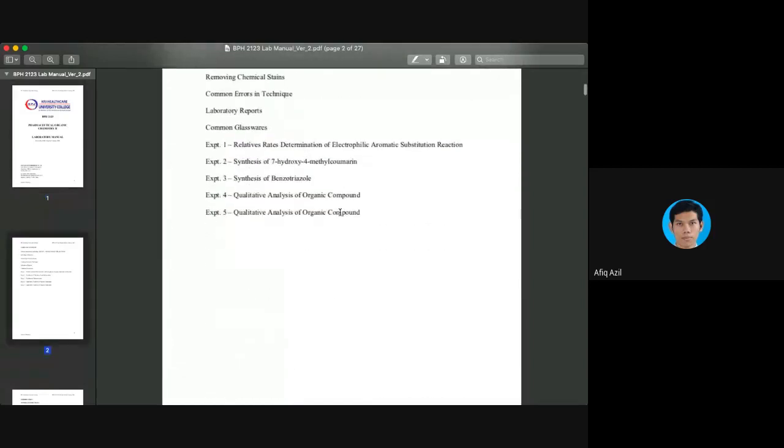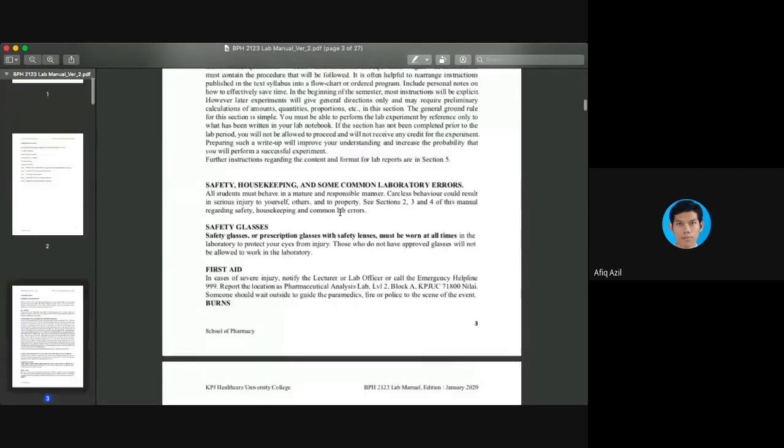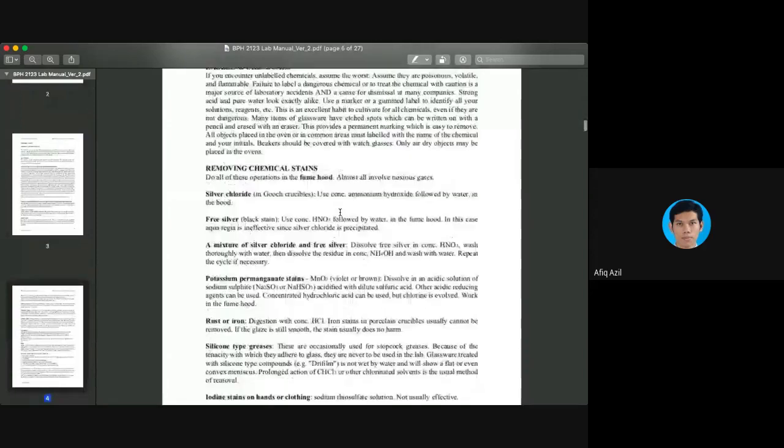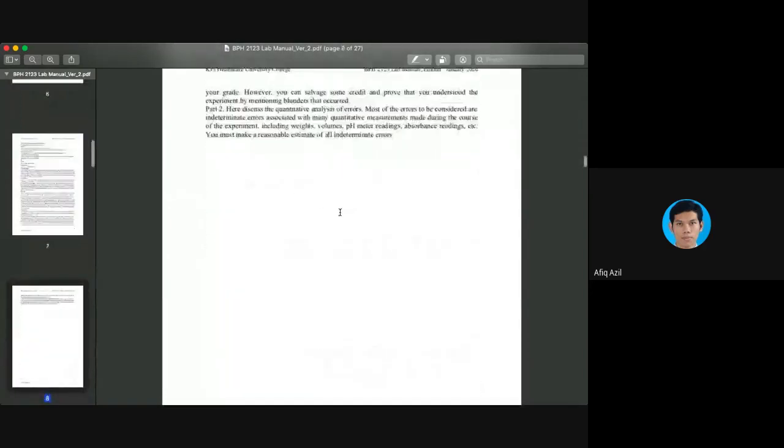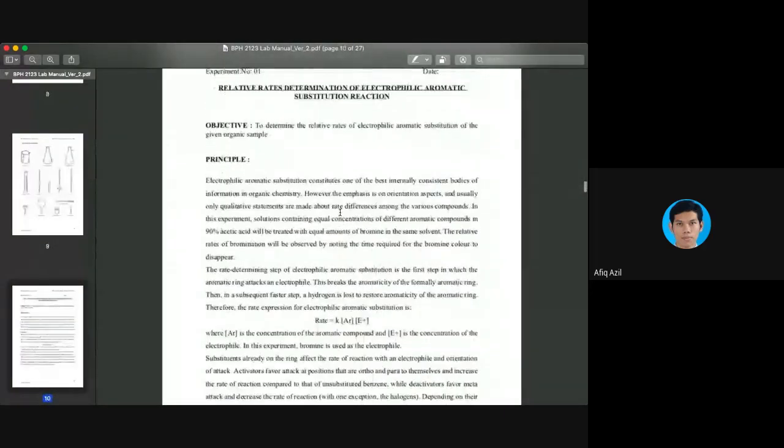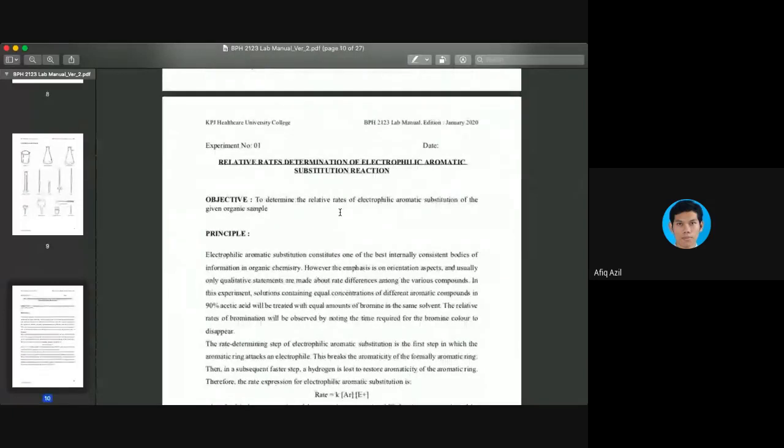Experiment that is in the manual, which is the experiment for relative rates determination of electrophilic aromatic substitution reaction. This one I have changed to another experiment, but still related under the topic of electrophilic aromatic substitution reaction.